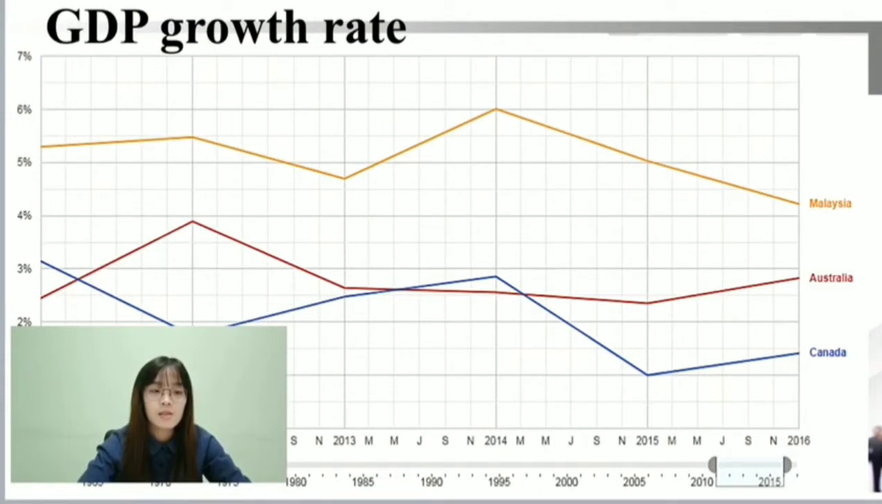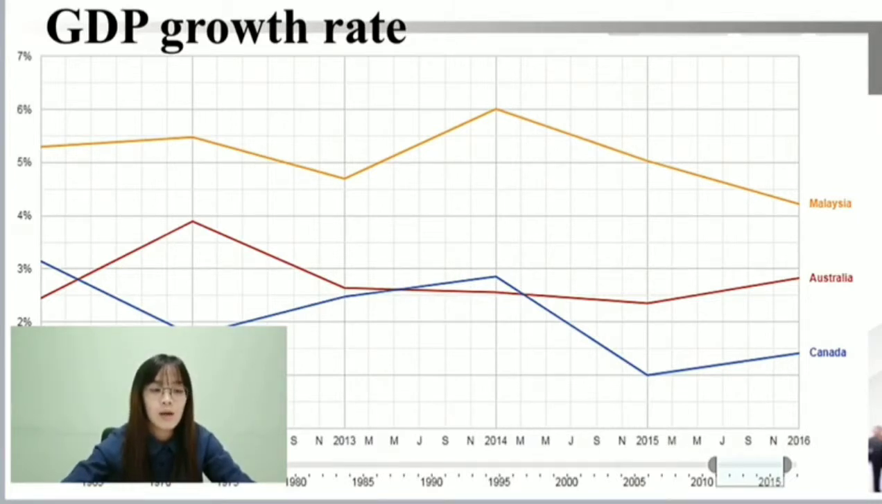From 2011 to 2013, Malaysia's GDP growth rate went through slight ups and downs until it reached its highest growth rate at 6% in year 2014, an increase of 1.7% from year 2013. Then it reached its lowest in the 6-year time period at 4.3%, a decrease of 1.2% from year 2015. Overall, Malaysia's GDP growth rate curve is maintained the highest compared to Australia and Canada.